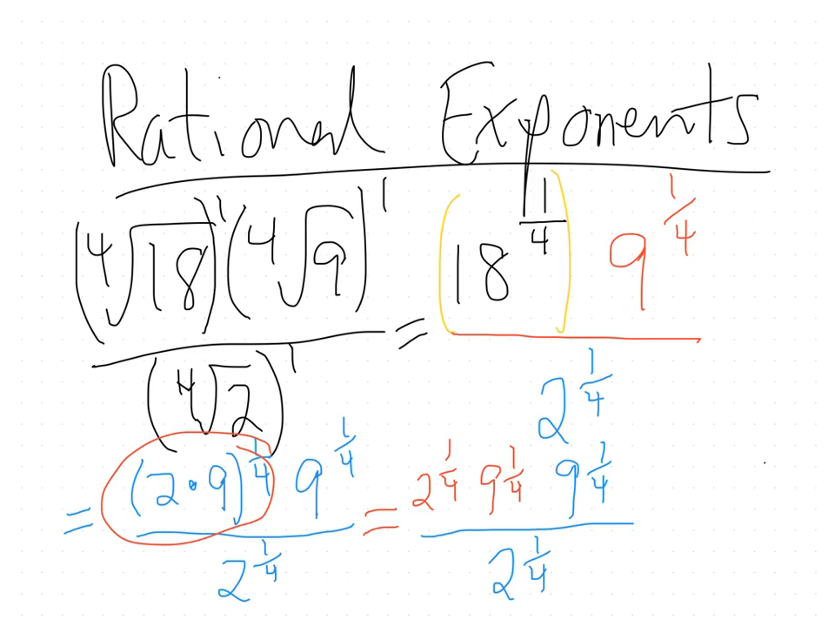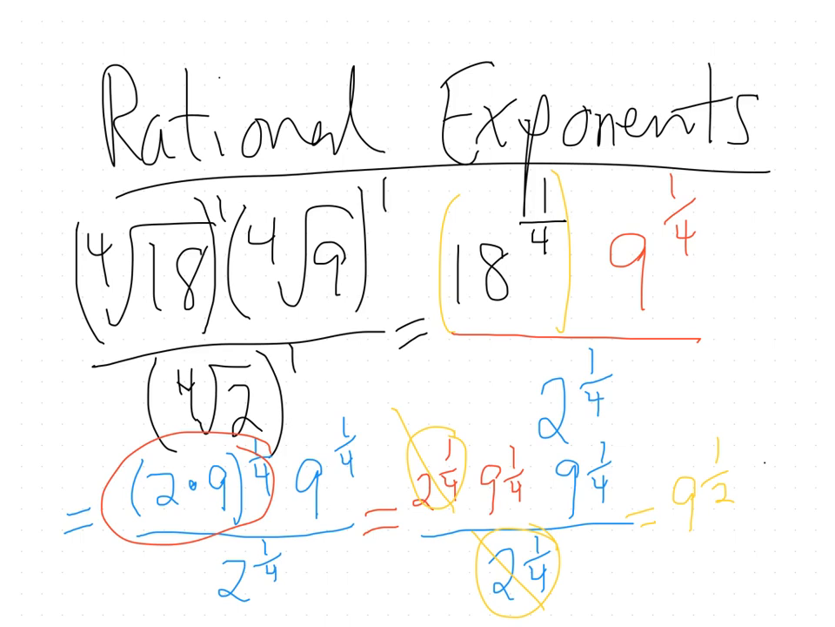So now I think you might see where this is heading. This 2 to the 1/4 divided by this 2 to the 1/4 cancels out. And we're left with 9 to the 1/4 times 9 to the 1/4. And since we have powers that are being multiplied with the same base, we can add the exponents, and that becomes 9 to the 1 over 2. And we have expressed this initial question as a single power in rational form.